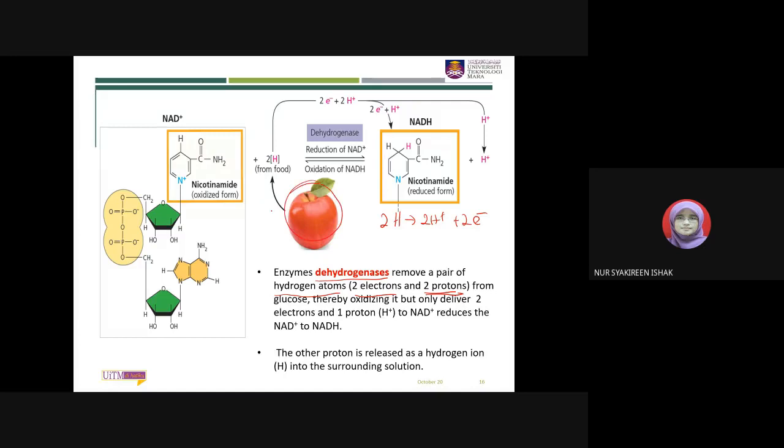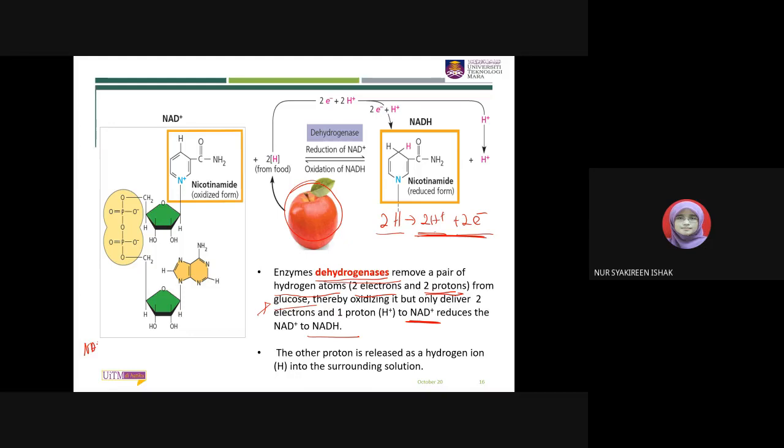Glucose di sini dia menggambarkan daripada apple lah. The apple, the fruits or the food that you eat obviously contain glucose. That is the fuel for cellular respiration. So the glucose will be reacted by the enzyme dehydrogenase that removes hydrogen atoms. So it becomes hydrogen ions and also 2 electrons, and then delivers these 2 components to NAD plus. So NAD plus will be reduced to NADH. Tengok kat sini satu je NADH.